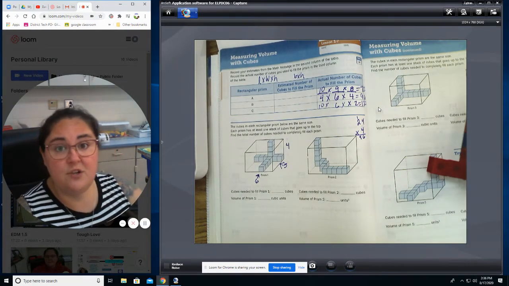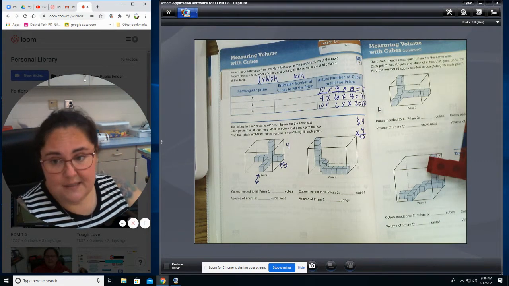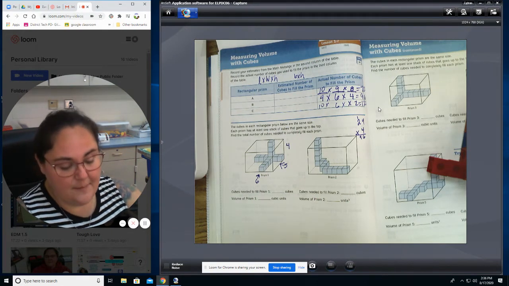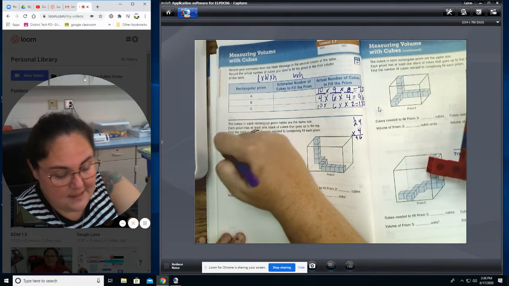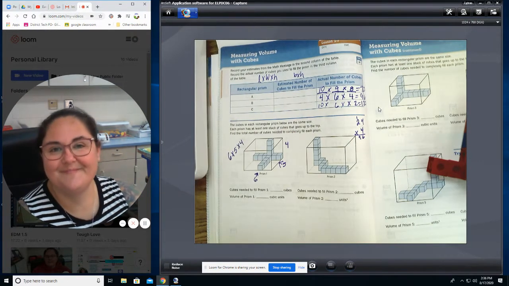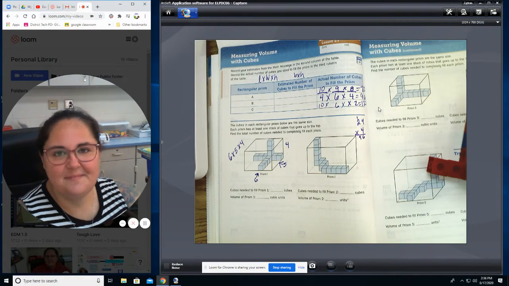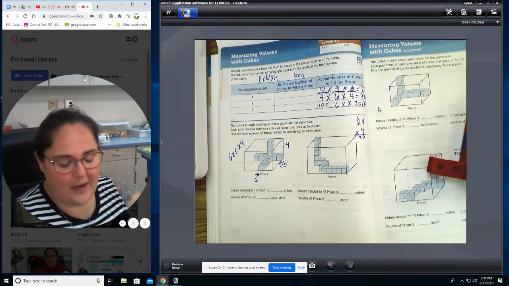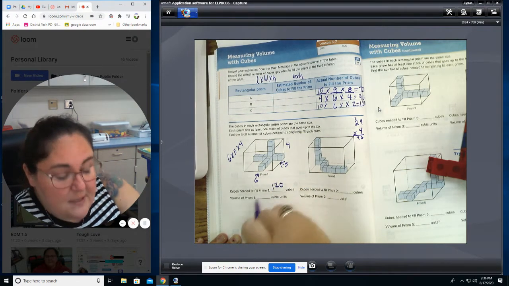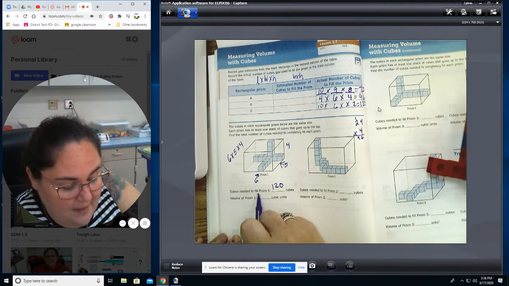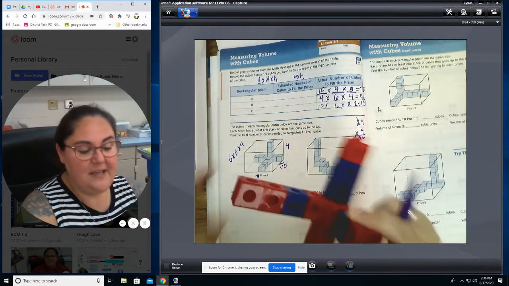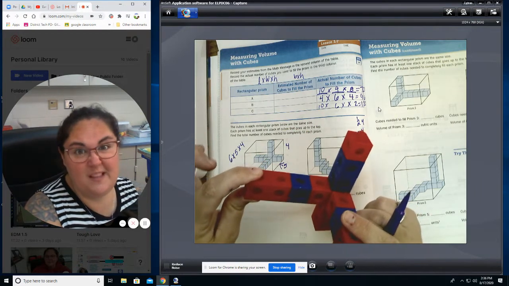So now what you're going to do is multiply. 6 times 5 times 4. So 6 times 5 times 4. You have your answer? Great. 6 times 5 is 30, times 4 is 120. So in order to fill this cube or make it, you would need 120 cubic units. So I would need 120 of these little cubes in order to make this picture.